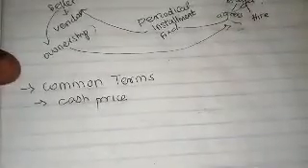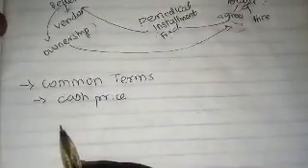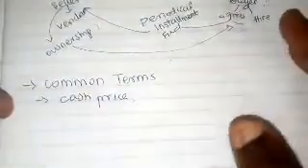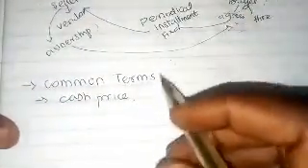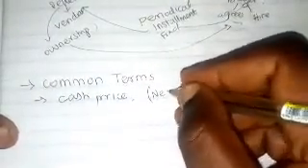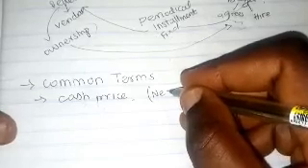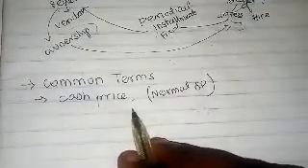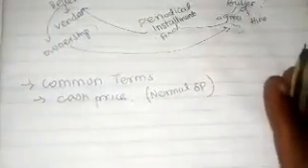Let's quickly look at some common terms. Number one, we have what we call the cash price. Cash price, okay. What is cash price? The normal selling price of the goods. That's what we call the cash price of the goods without interest. That's the normal selling price.